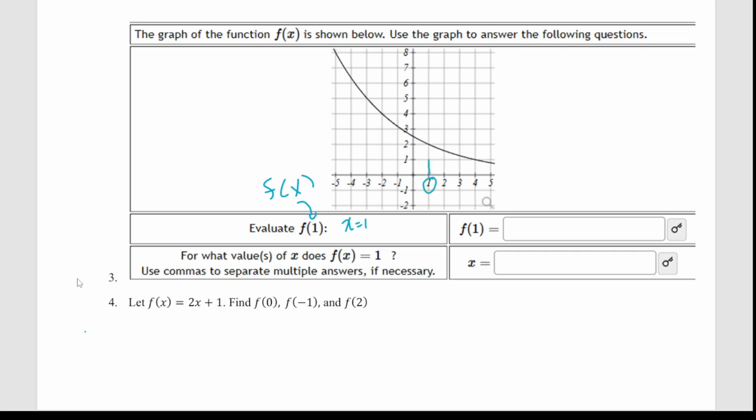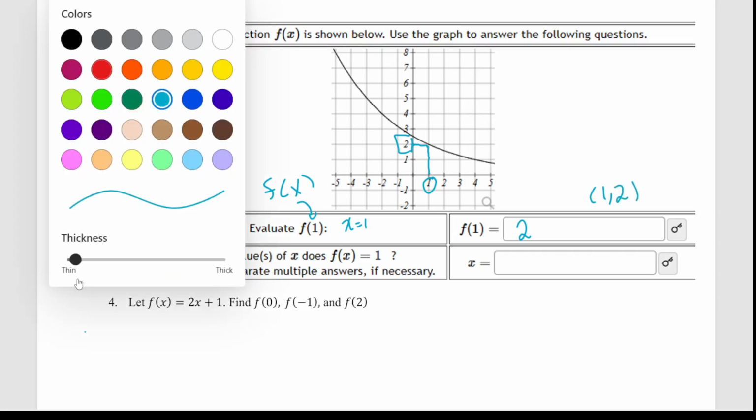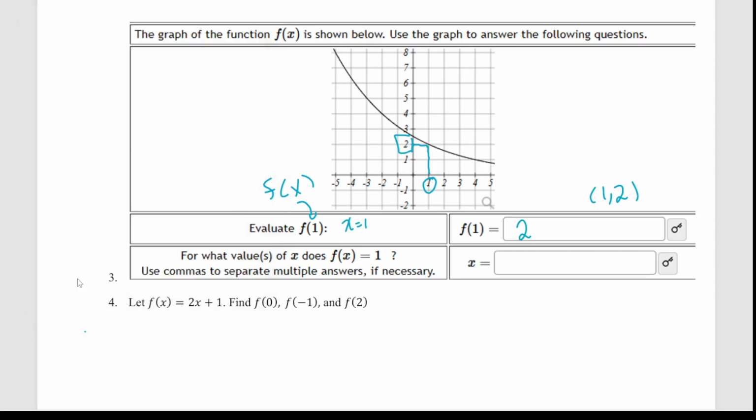So on our graph, we go over to 1, trace up and over, and it looks like y is 2 there. So the point 1 comma 2 is on this graph. Similarly, if it asks for what values of x does f of x equal 1, now x is still an unknown, x is still a variable. So really they gave us that y is 1 this time, and they need us to find x. So I'm going to go over to 1 on the y, trace it over, trace it down, and it looks like x is equal to 4 for the point 4 comma 1.